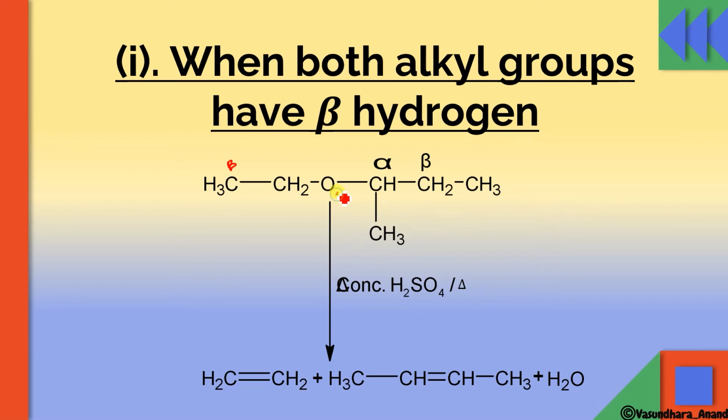This C-O bond will break, and it will give you the alkene. Since both have beta hydrogen, it will form the double bond over here, and similarly between alpha and beta there will be a double bond. So just keep in mind that when both alkyl groups have beta hydrogen and it reacts with conc H2SO4, it will result in formation of alkene, and the double bond will always come between the alpha and beta carbon. Okay, so let me write it here.